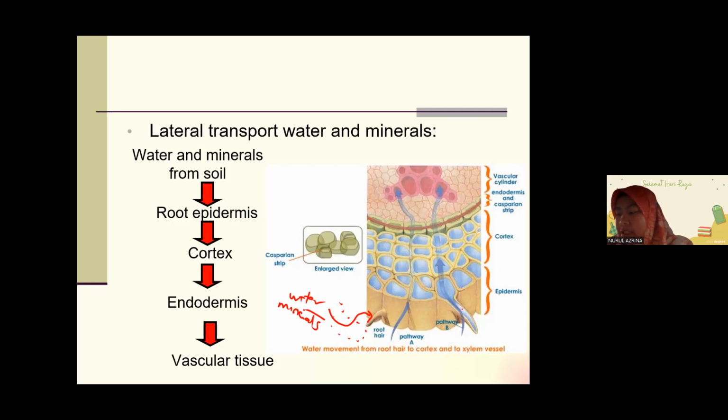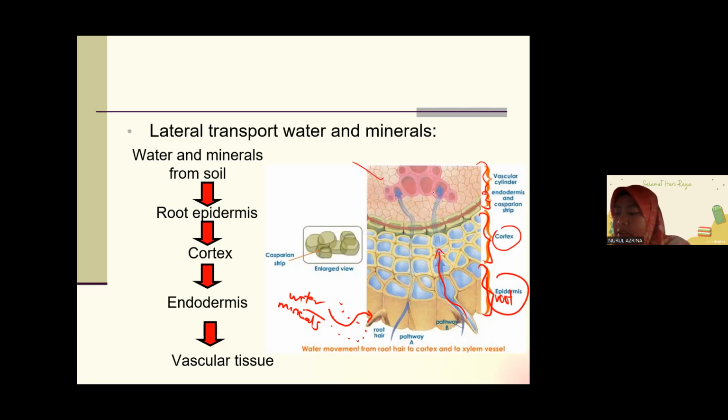So this is root hair, and from the root hair it is absorbed into the root epidermis. So this is root epidermis. From the root epidermis, water will be transported into the cortex tissue. So this is cortex tissue. From the cortex, it will be transported into the endodermis tissue, before reaching the vascular tissue.